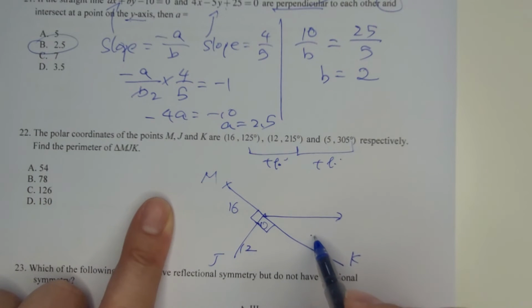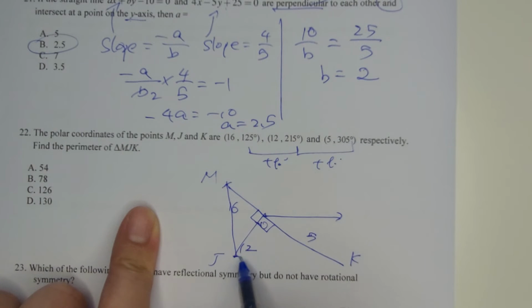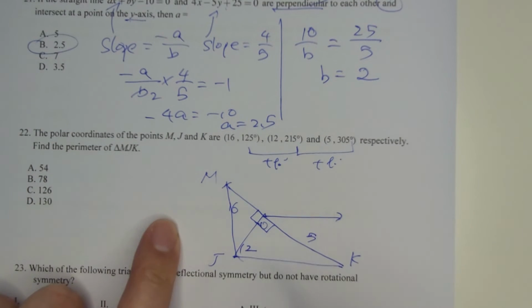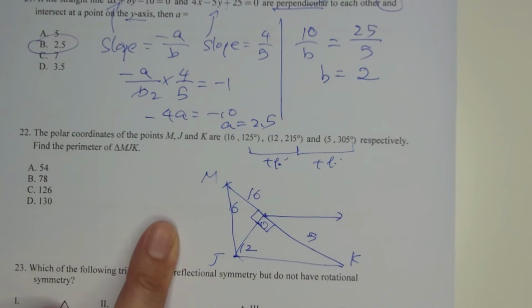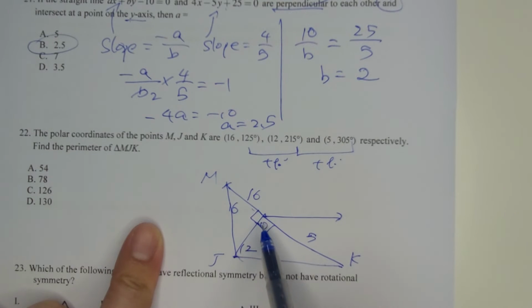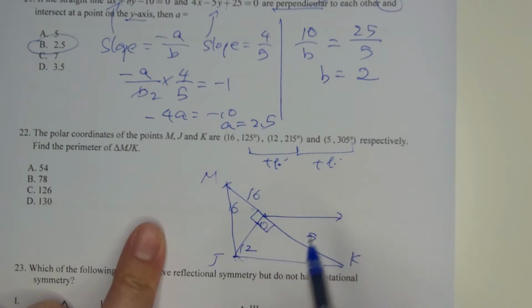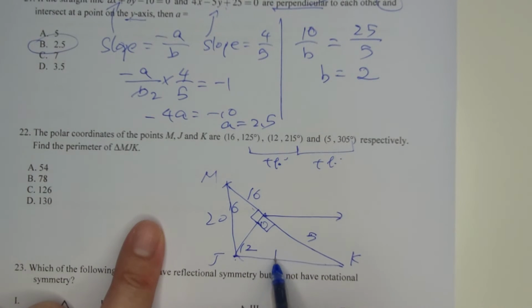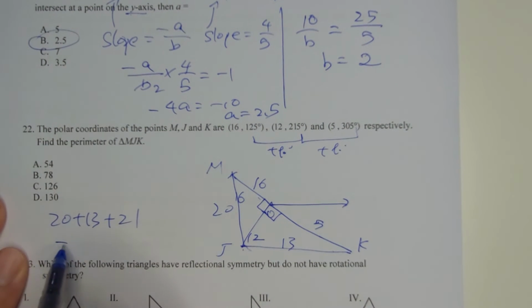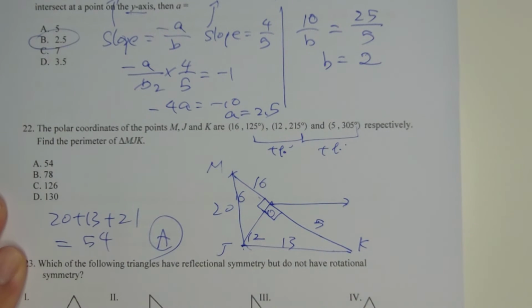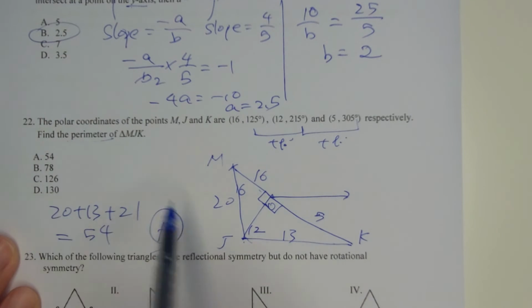Okay, and you can join this. You need to find this perimeter. MK is 16 plus 5, 21. And you can use Pythagoras theorem to find this line, that is 20. And also you can use Pythagoras theorem to find JK, that's 13. So the perimeter will be 20 plus 13 plus 21. Then you will get 54. So the answer is A. Not area, perimeter, okay?